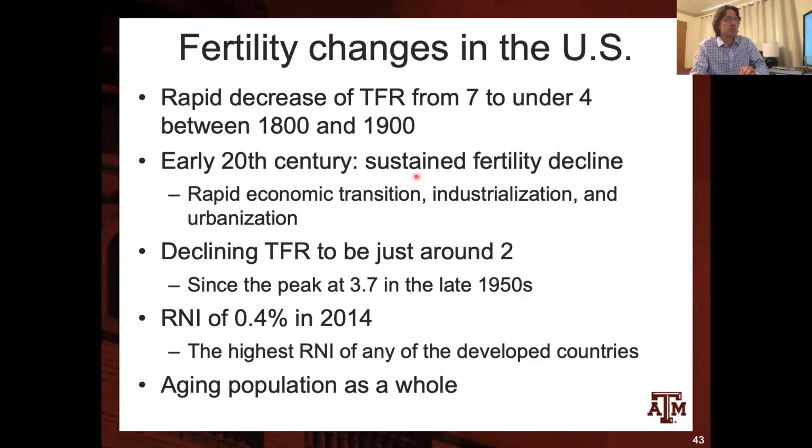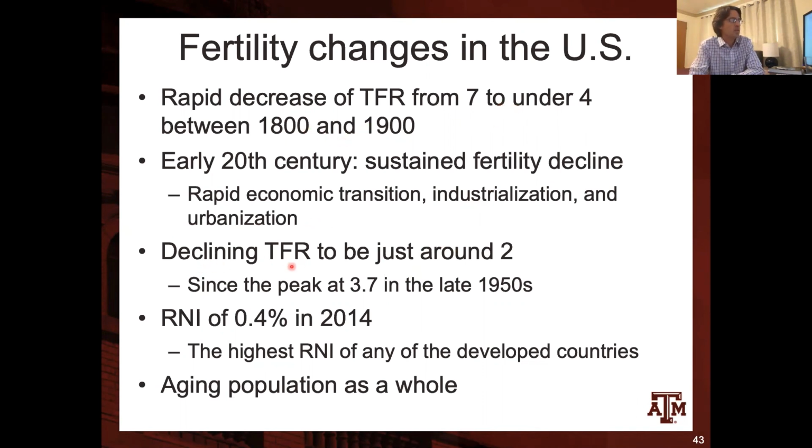In the early 20th century, we have a sustained fertility decline related to economic transition, economic development, industrialization, and urbanization. People move to urban areas. It's more expensive to have children, because you have to invest in their education, and you start to have fewer children. Also, as we talked before about the demographic transition model, mortality rates declined, so people realize that they don't have to have as many children for them to survive to old age, so fertility declines even in previous decades as well.